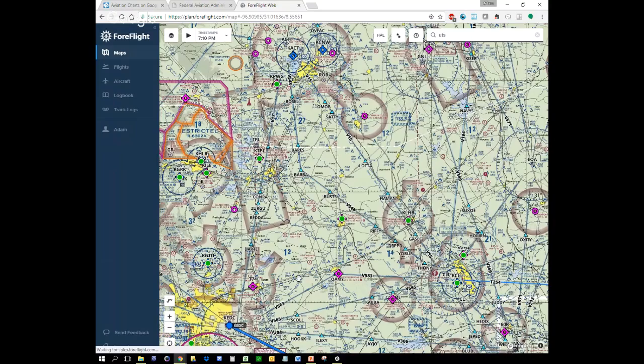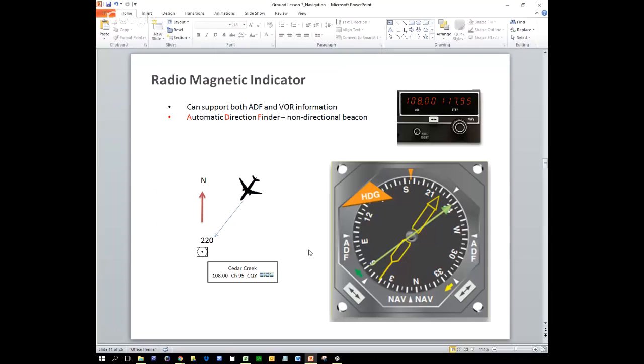Yeah, so NDBs are just non-existent. But you never know. The airplane that you fly may have one. You want to know how to use it for emergency purposes if your GPS fails and your VOR fails.